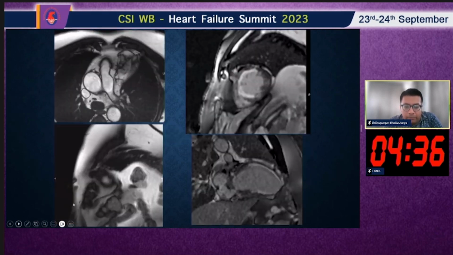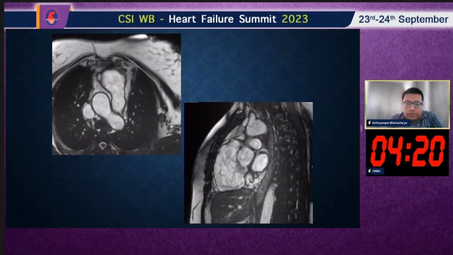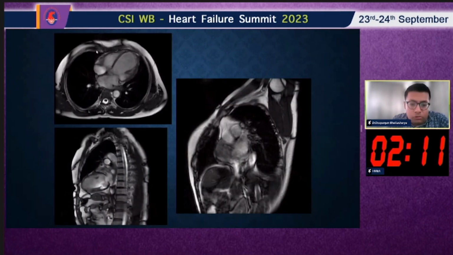So here we have a patient who has got LV dysfunction, and we can see the transmural scar. So this is a case of ischemic cardiomyopathy post MI. And here in this patient, we can see that the RV is grossly dilated with increase in the trabecular conditions. So this is a case of ARVC. So this is again a case of the DCM where we can see that the LV is dilated with global LV hypokinesia.